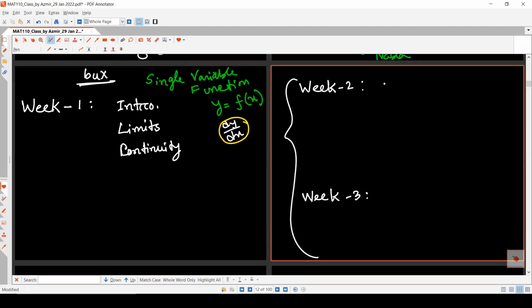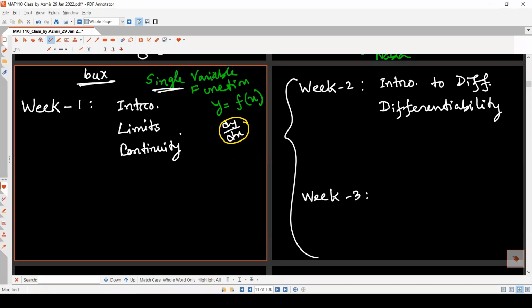Here in week 2, you will get to know about differentiation. That means we can say introduction to differentiation. You will learn about differentiability. Differentiability means whether a function is differentiable or not. Can you differentiate a function? That is known as differentiability. Differentiability of which function? This type of functions, single variable function, y equals f of x. That means week 1 to 5 are designed for finding derivatives of single valued or single variable function.